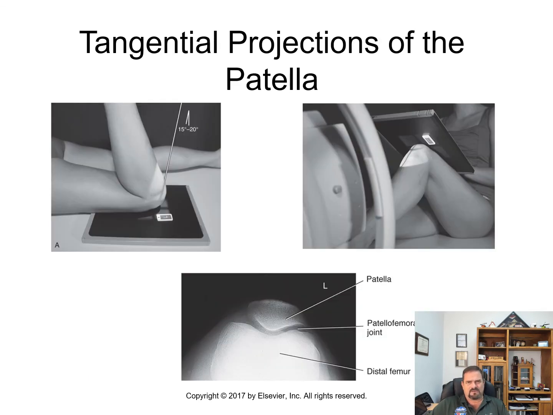All right, tangential projections of the patella. I hate these. These are always very difficult to get. 15 to 20 degree angle. You've got your patient on their tummy, in a prone position. You've got your collimator and tube at about a 15 to 20 degree angle. You've got your IR on the table, you've got your marker there, and you're trying to take that nice little shot so you can get that distal femur and the patellofemoral joint itself.